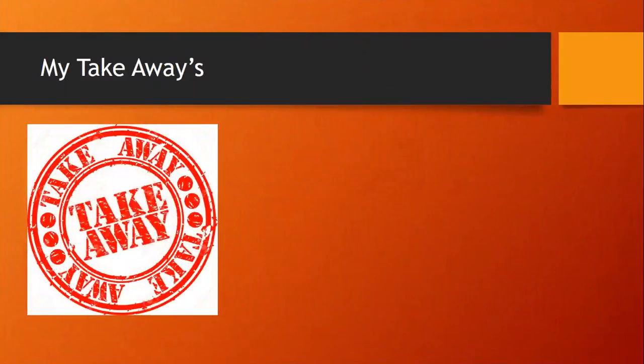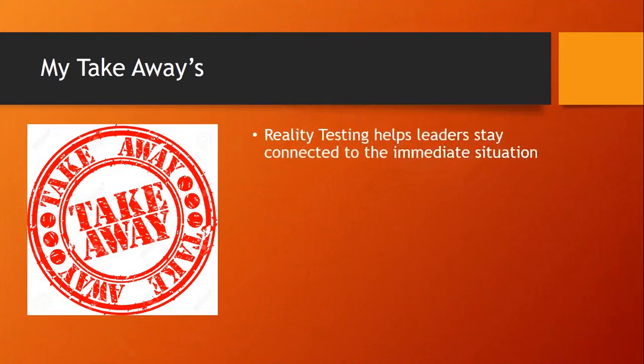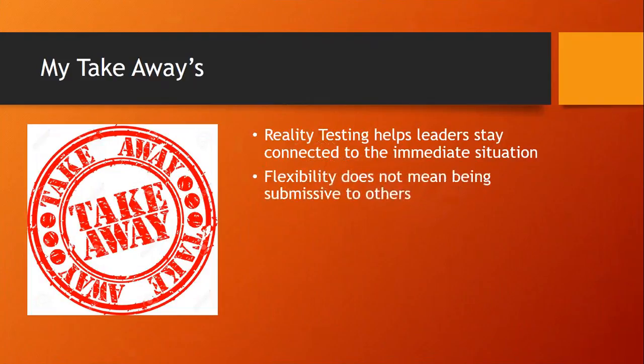So here are some of my takeaways as we study these three competencies. Reality testing helps leaders stay connected to the immediate situation. I know as a leader myself, being able to be in that moment with those that I lead as we face difficult challenges is of vital importance. Also, flexibility does not mean being submissive to others. You can have an opinion and still remain flexible.